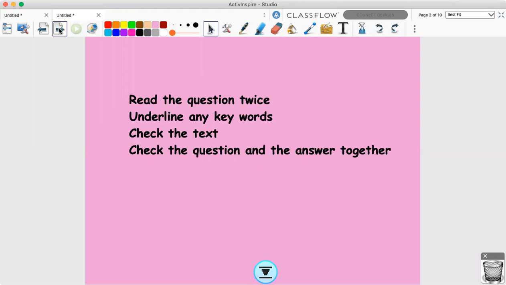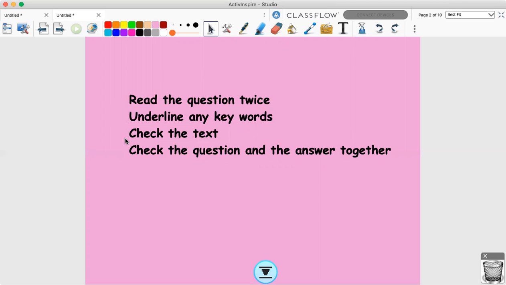Here are some top tips for when we're answering questions. My first one is read the question twice. That just helps make sure that you understand what you have to do for the question and that you read it correctly. Number 2, underline any keywords. That just helps focus you on what you need to do. So if it says find and copy, you might underline the word that you need to find. Or if you need to copy a word, you can underline that, because often it'll give you an example from the text.